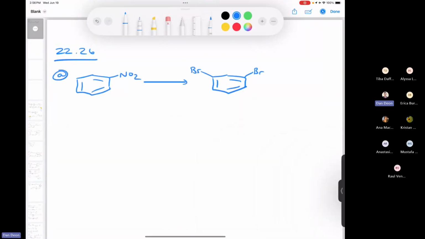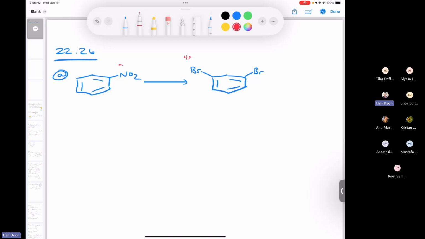One or the other. All right, so let's take a look at question 22.26a. So we want to take nitrobenzene, and then we want to make this 1,3-dibromo benzene. And if you think about bromine, well, bromine is an ortho-para-director, and so there's no way to just brominate and then brominate again. You won't get this. But the nitro group is a meta-director, and so we could brominate that, right?